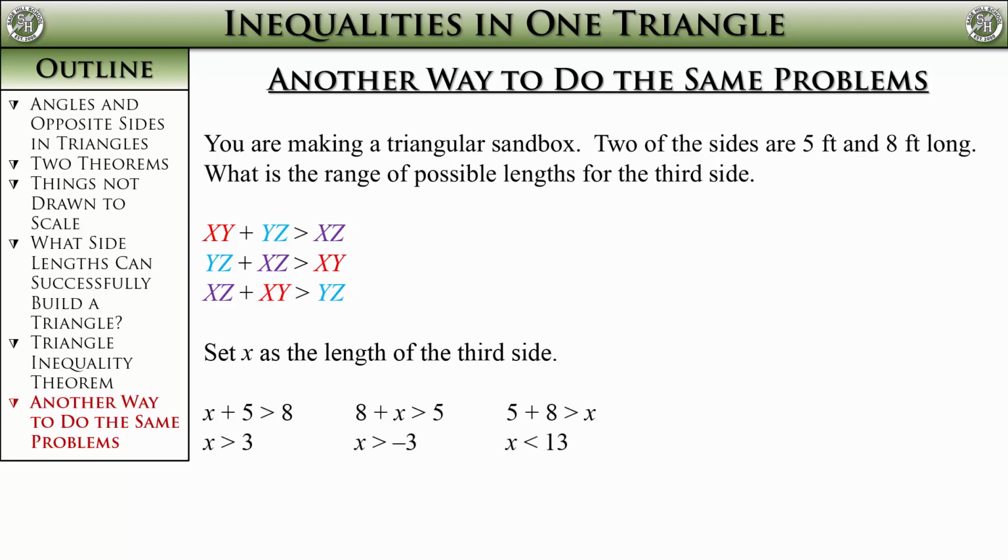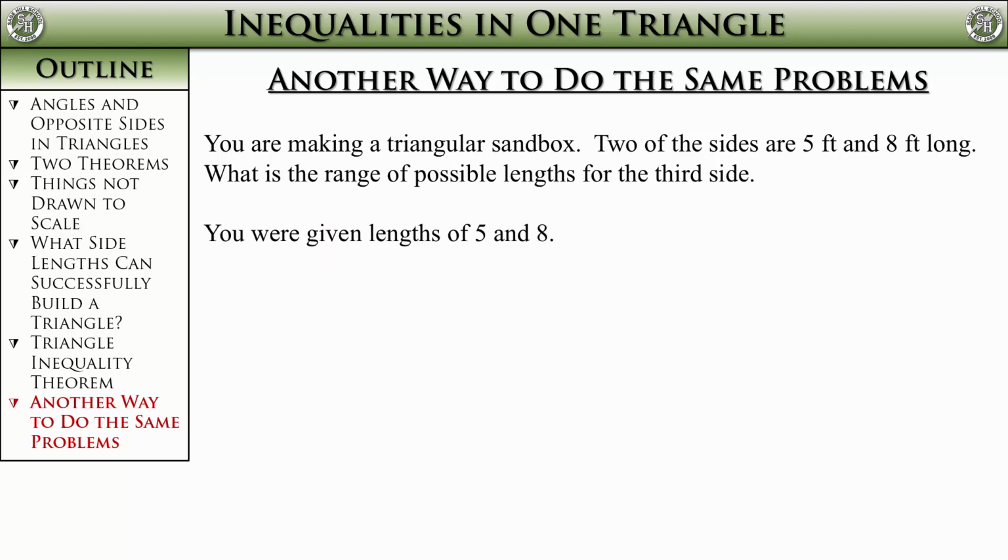Then the book tells you to think it through, or plot it out on a number line. But if x is greater than 3, and x is greater than negative 3, then you can just collapse those two into simply x is greater than 3. And then you also know that x is less than 13, and that's your final answer. That's perfectly fine. You can do it that way if you want, but there's another way to do the same thing that is much easier. You are given lengths of 5 and 8.